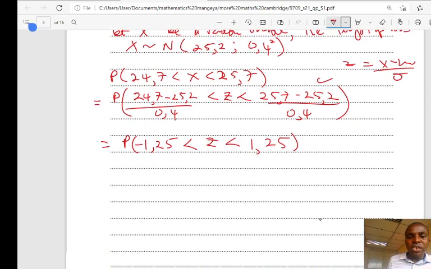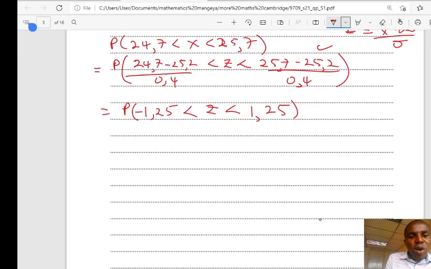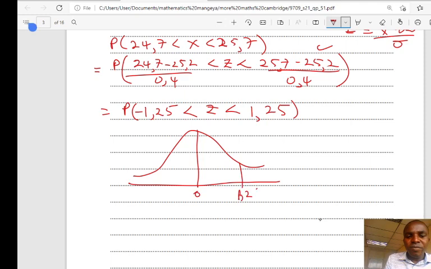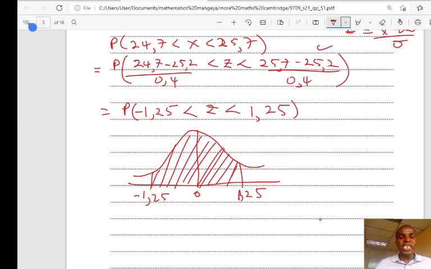It's the same actually. Right, then drawing your normal distribution graph, symmetrical about the mean mu. This one will be 0, the standardized mean, then 1.25, then this side will be negative 1.25. So the area needed is this one. That's the area of probability that we are looking for, right?